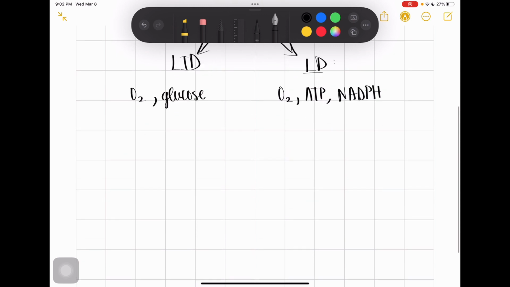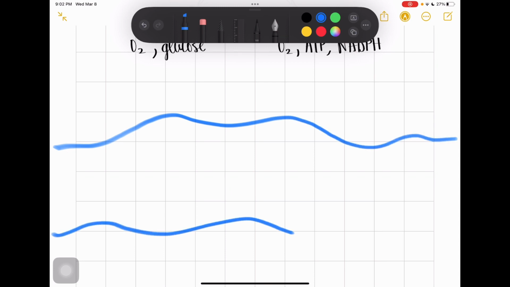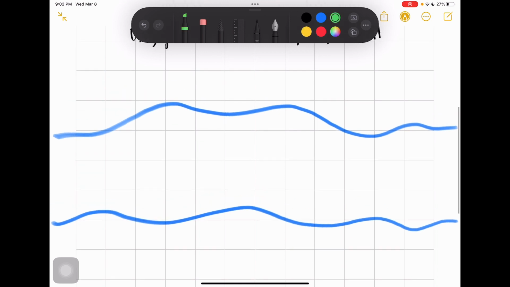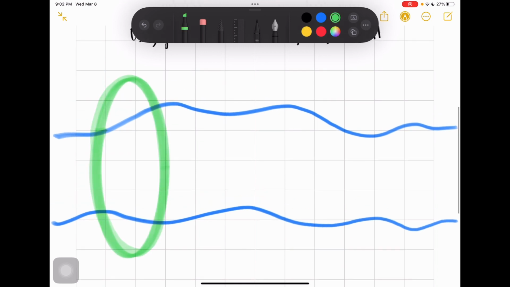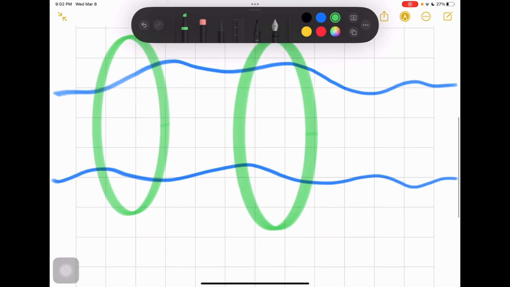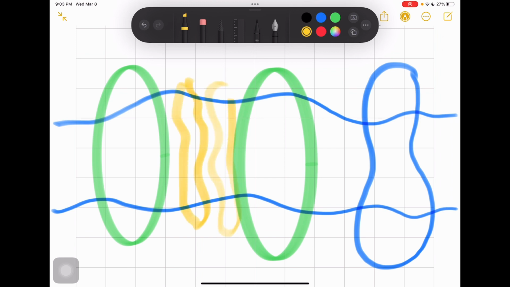light dependent. So I'm going to draw a little doodle here. We're going to have this electron transport chain. If you remember from the Calvin cycle, we're going to start with something called a photosystem. And we're going to have another photosystem here. And then we're going to have our ATP synthase over here. I'm just going to draw some primary things. I'll tell you what these are all in a second.